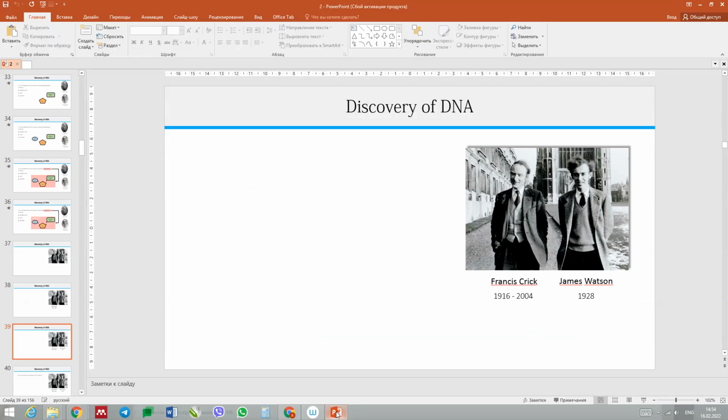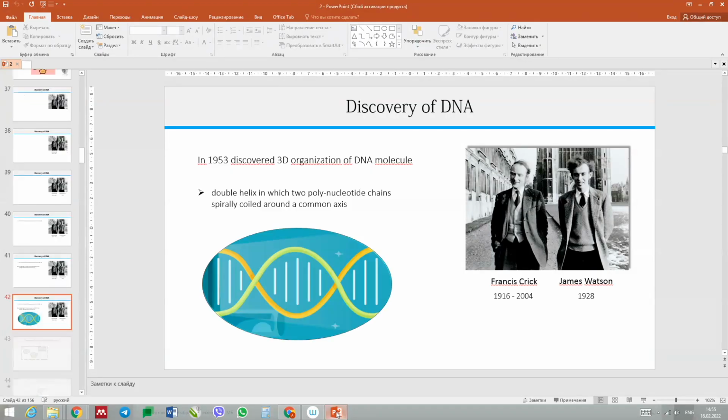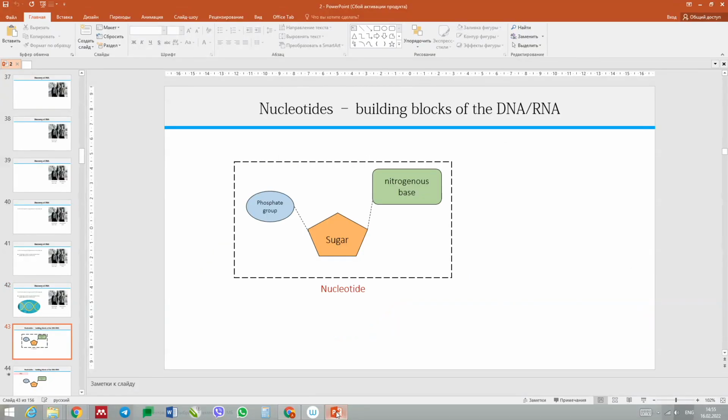Later, Francis Crick and James Watson, very famous scientists, discovered the three-dimensional organization of DNA molecules, this famous double helix that I think all of you know. So, a double helix in which two polynucleotide chains are parallelly coiled around a common axis. In a simplified way, we can say that it looks somehow like this. And now let's speak in more detail about the building blocks of DNA and RNA.